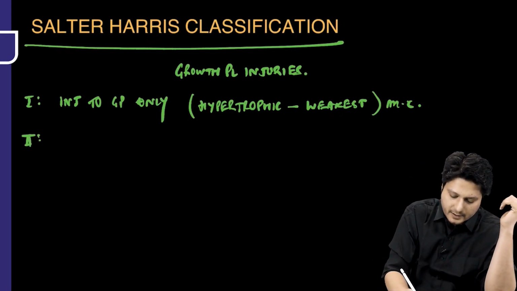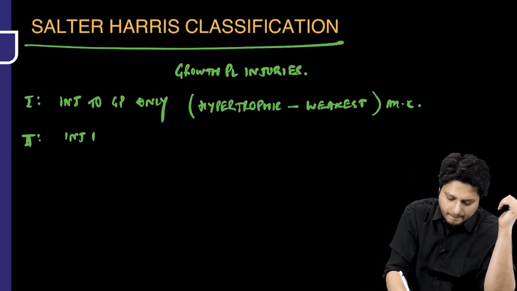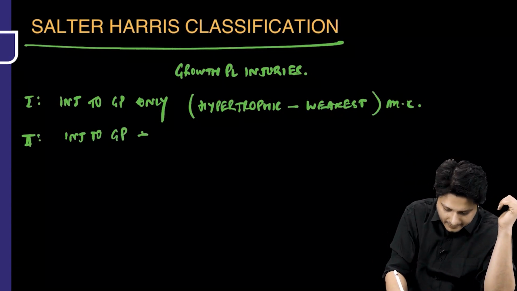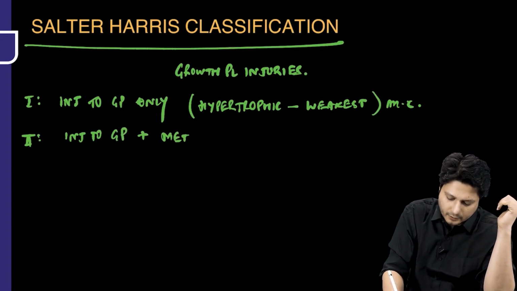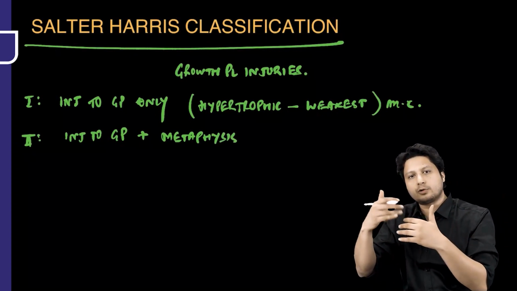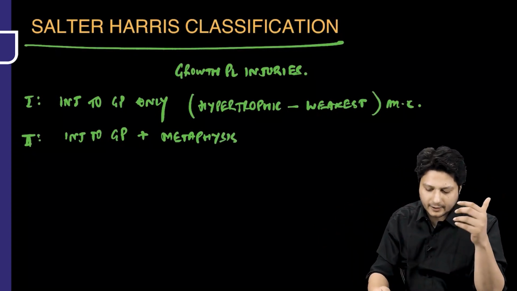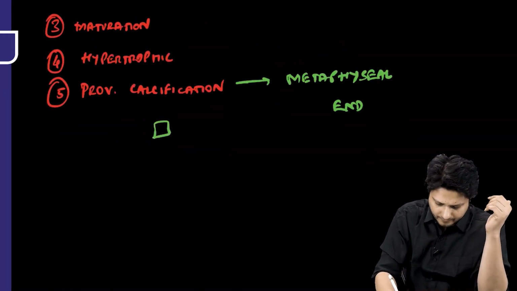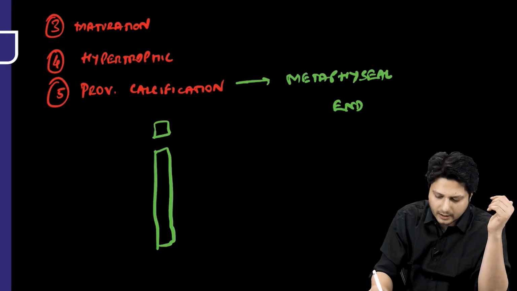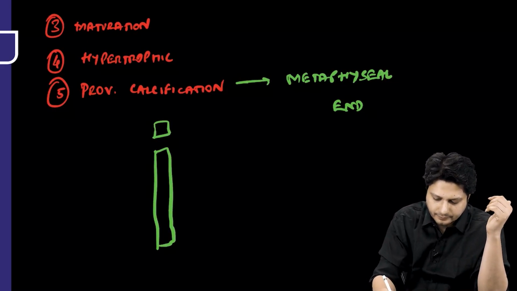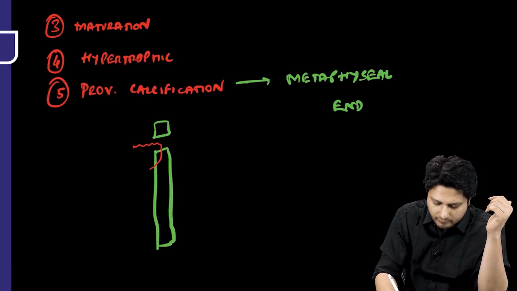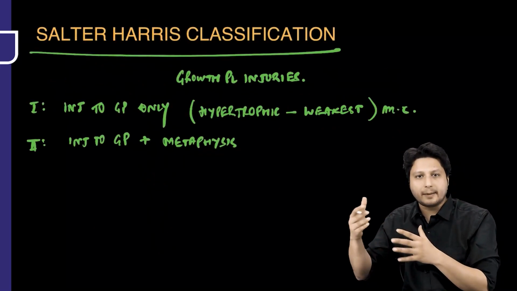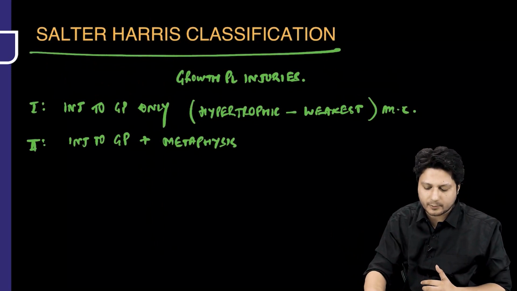Now, type 2 is that there is injury to the growth plate plus metaphysis. Not only is there injury to the growth plate, but there is an associated injury to the metaphyseal bone also. And it is not very difficult to understand. Imagine this is a bone, and there is any injury to the growth plate which is also involving the metaphysis, then it would be called type 2 fractures, or Salter-Harris type 2 injury.